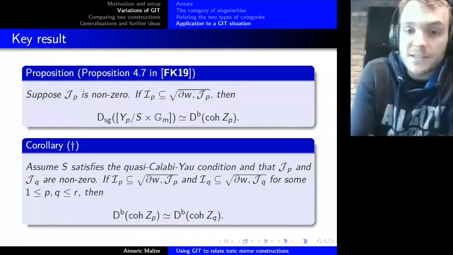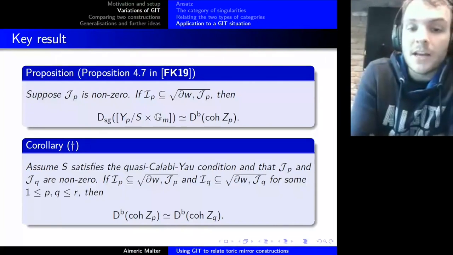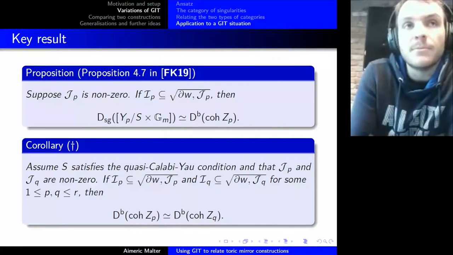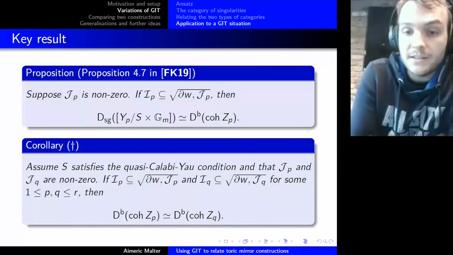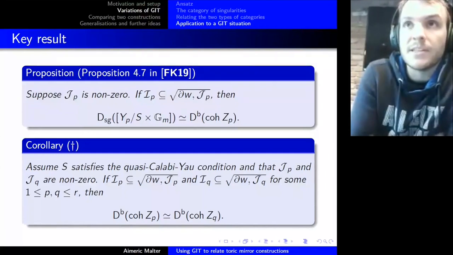I like to make a little bit of sense of that to myself by thinking, okay, so the I will be what gives me the YP. It gives me the variety of the chamber, because the GIT quotient is affine space minus the zero locus of I, quotiented by the group. And J is related to the complete intersection on the right side, whereas partial W will give me my singular locus, because singular loci are computed by using the partials.